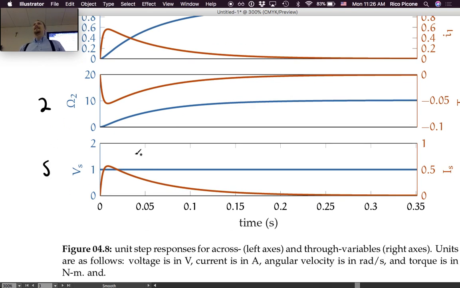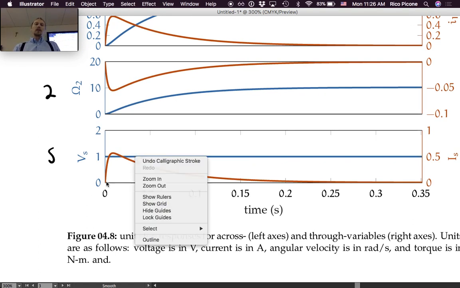So this is kind of like a feel for what happens when you go from 0 voltage to some non-zero voltage in this system. So it's pretty interesting.